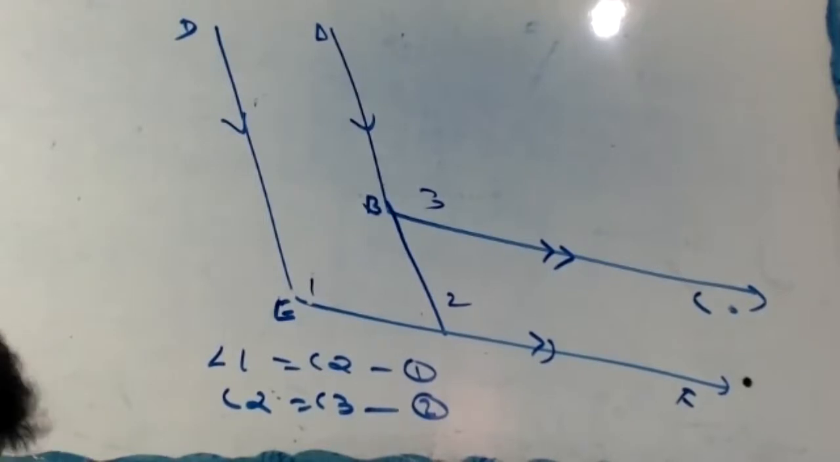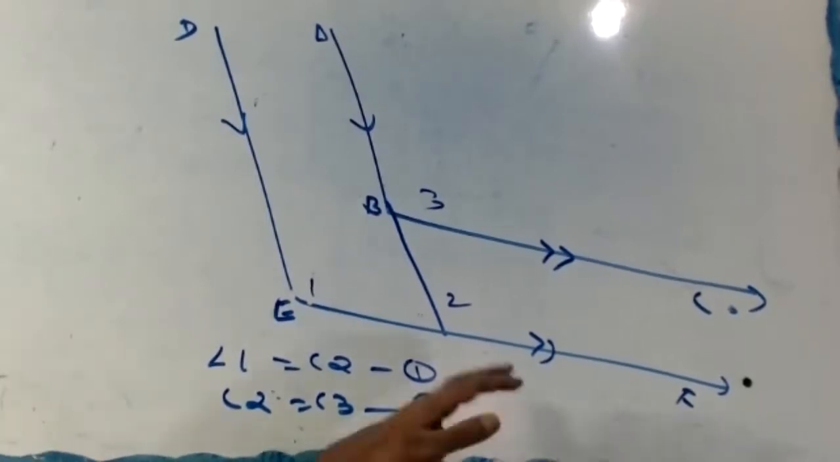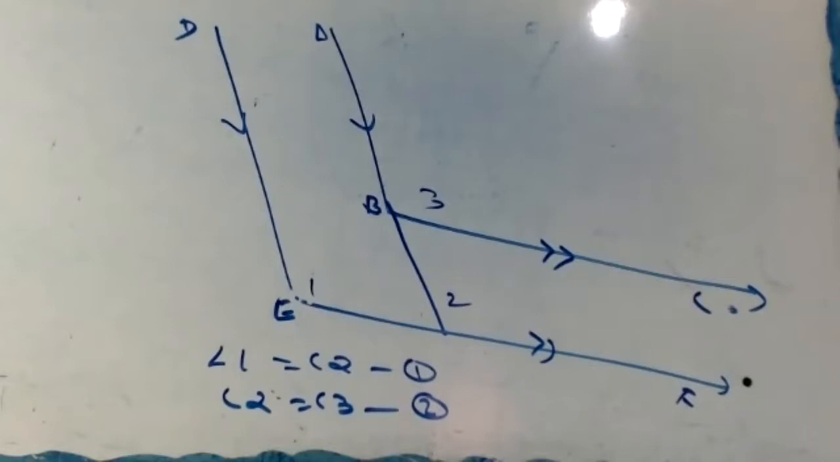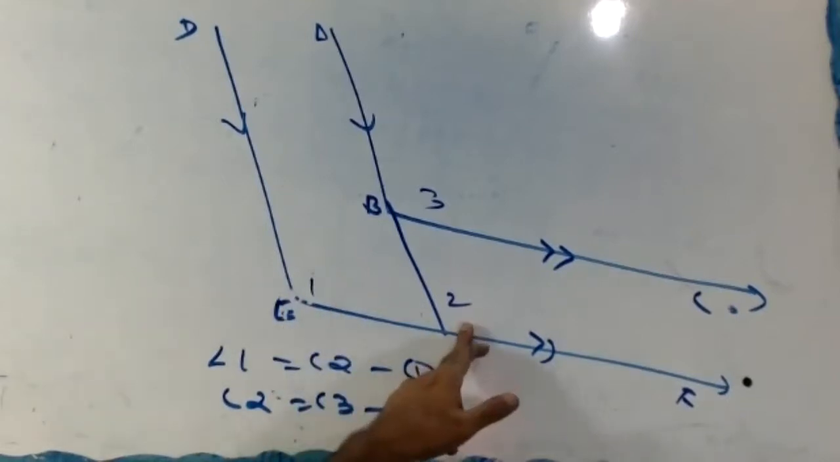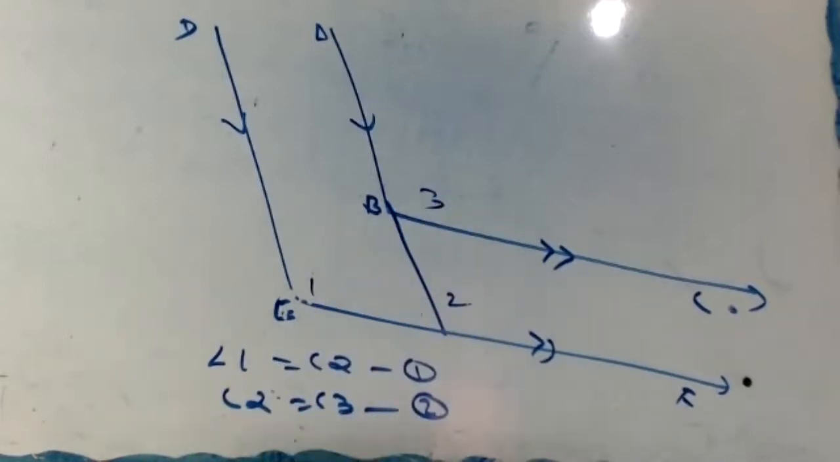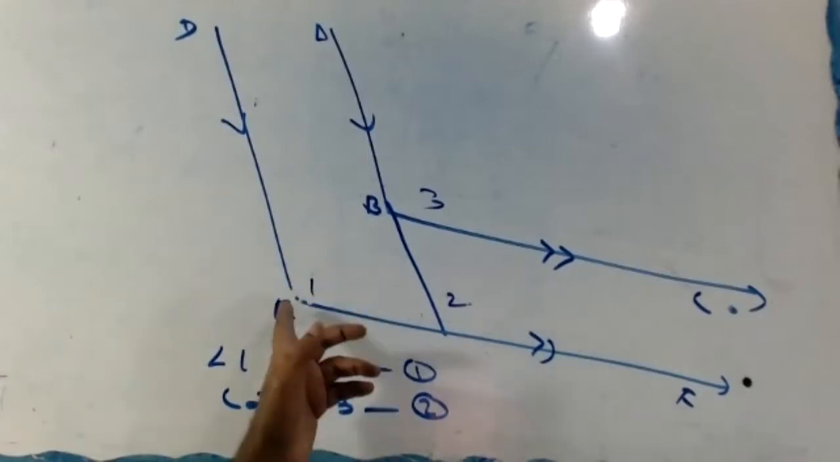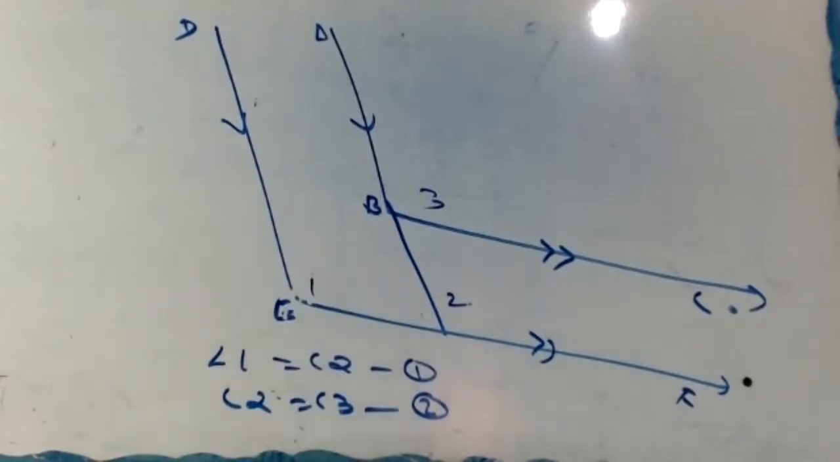Okay, so this one is finished now. It's very easy. 1 equal to 2, corresponding angles. 2 equal to 3, corresponding angles. So 1 equal to 3. There was another question after this one: 1 plus 3 equal to 180 also. Okay, I'm not doing this one now. Okay, next question.